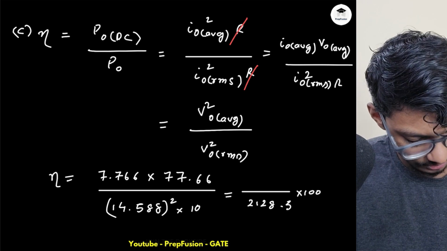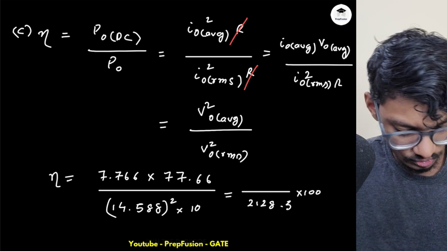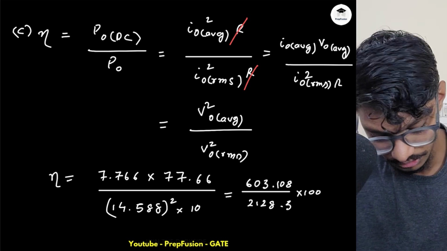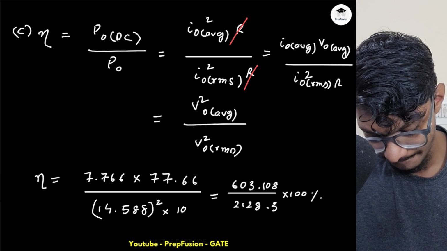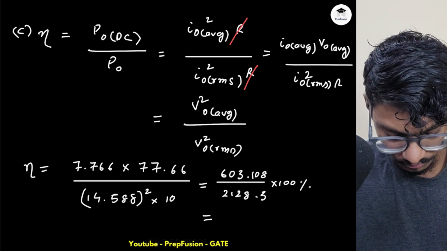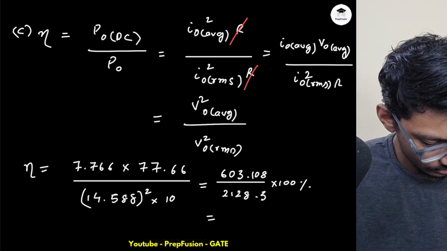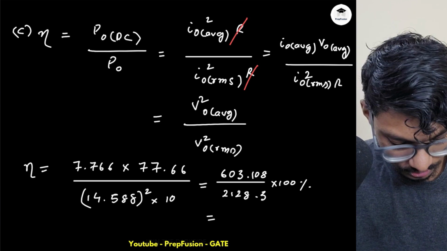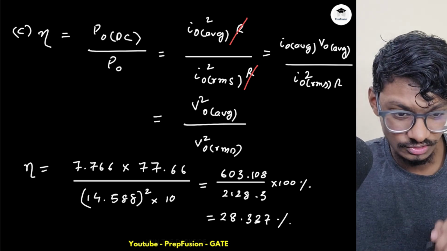So this will be 7.766 into 77.66. So this will be 603.108, okay, and this is in percentage. So if I compute this, what will be the value? So this will be 2128.3 into 100 equals to 28.337.